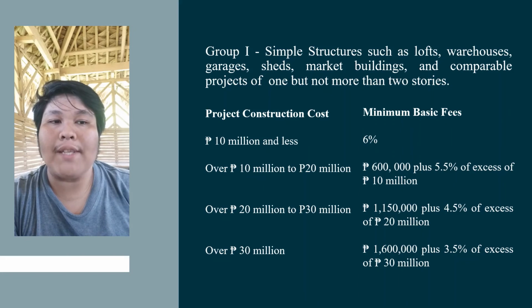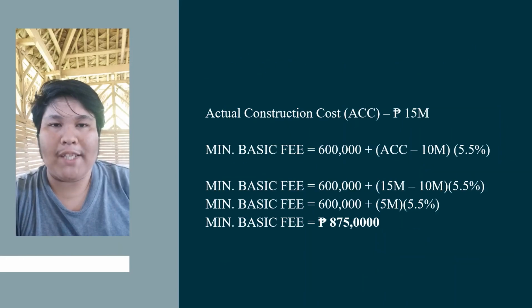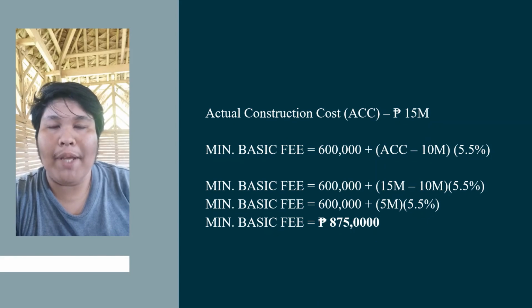Kung included naman sa range na over 10 million to 20 million pesos, ang minimum basic fee sa iyo is 600,000 pesos plus 5.5% excess of 10 million. Which means, kung meron kang 15 million pesos na construction cost, subtract mo siya sa 10 million, so meron ka ng 5 million pesos na excess. Then yung 5 million, you will multiply it sa rate na 5.5%, then add yung 600,000. So you will now have 875,000 pesos as minimum basic fee for a 15 million peso na project.